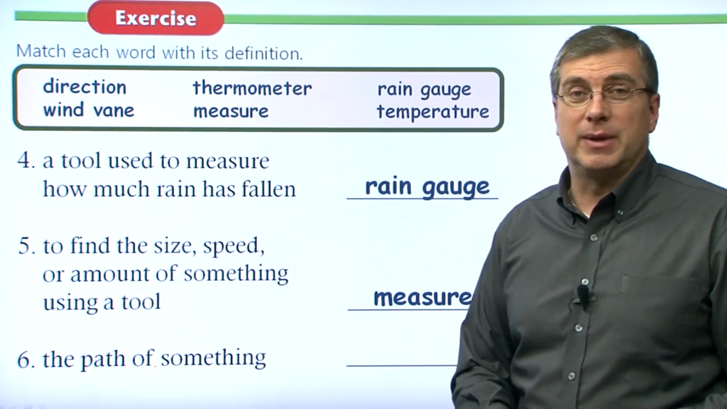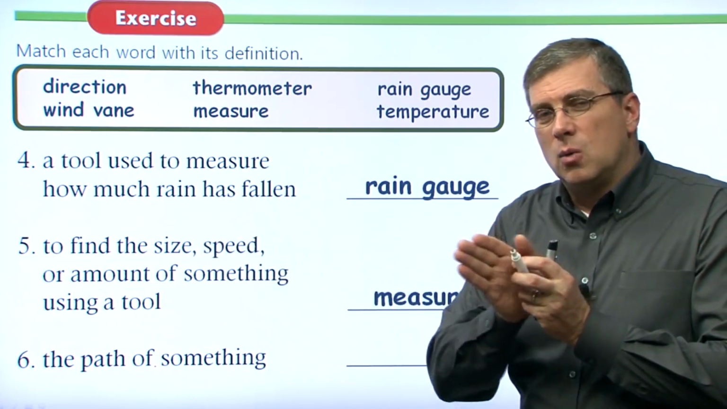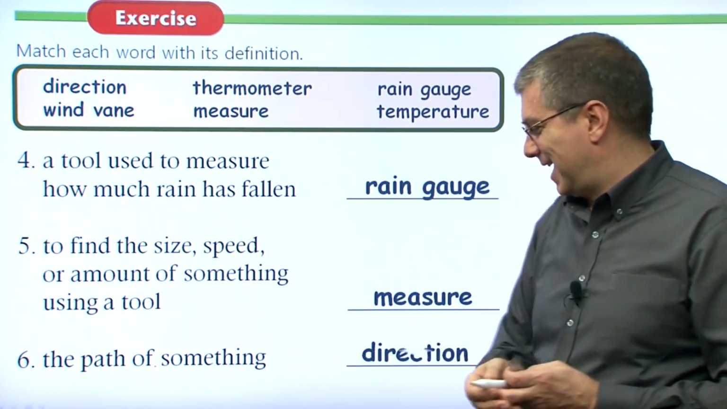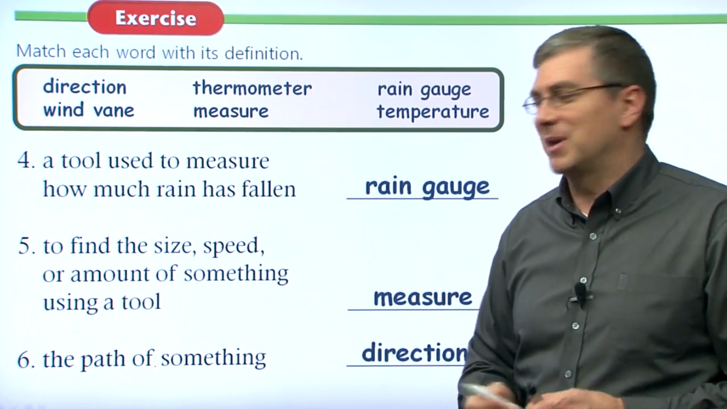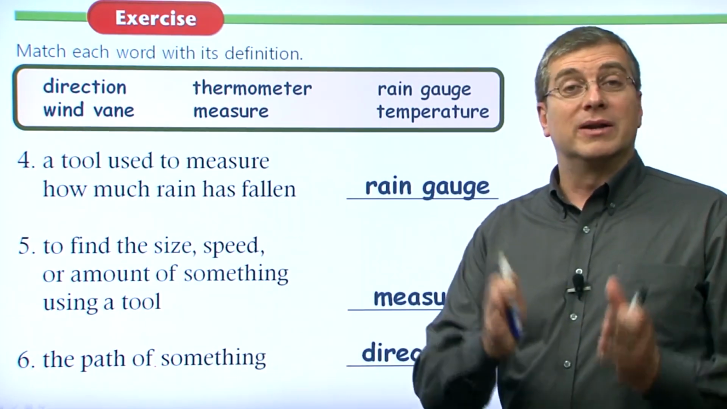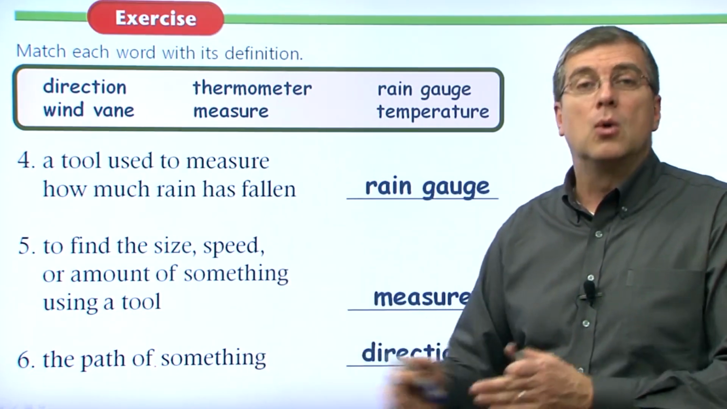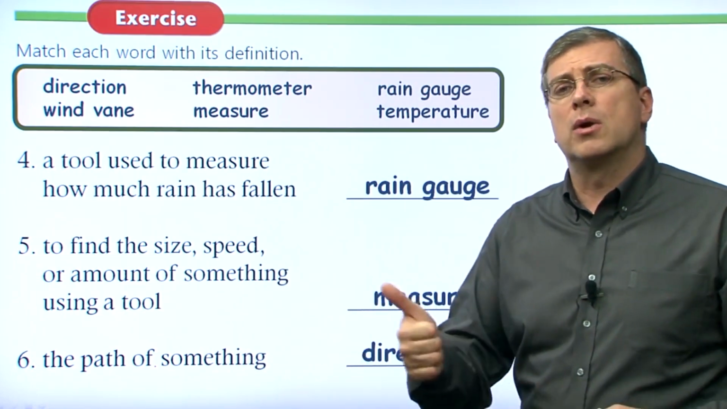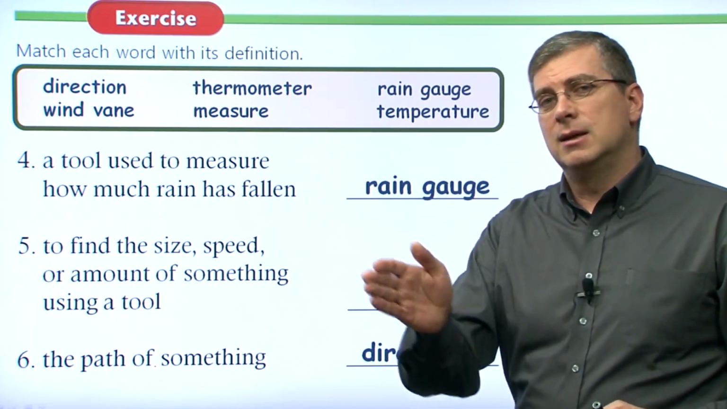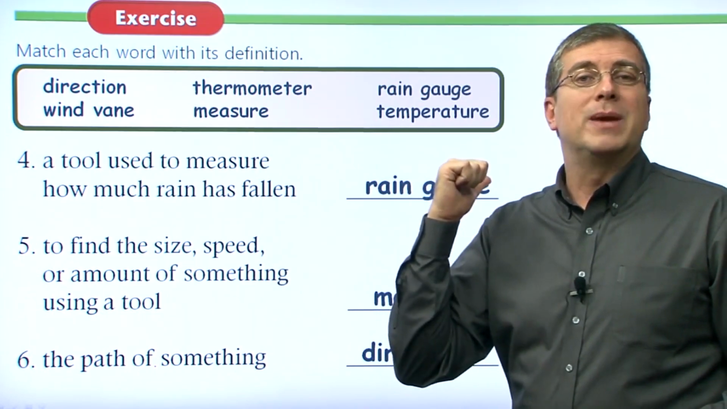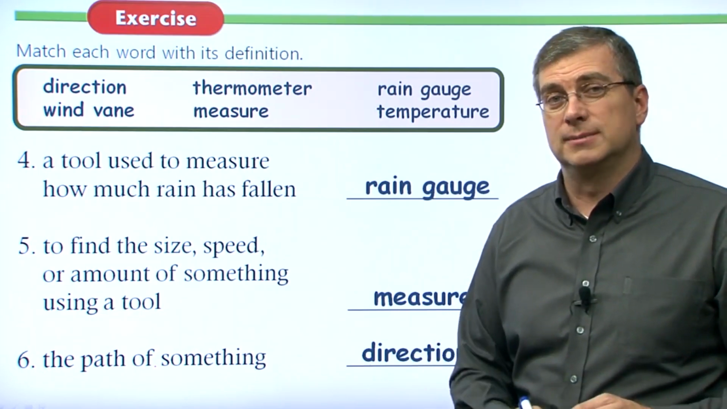Okay, number 6. The path of something. Where is it coming from? Where is it going? What is the direction? Okay, I can't say that without giving you the word. What is the direction of something? What is the path of something? Path and direction are very similar. Is the direction east? Is the path going east? By the way, we can say north, south, west, east. Those are directions. We can also say straight ahead, right, left, or go behind you. Those are also directions too. So we can use lots of words to talk about direction.